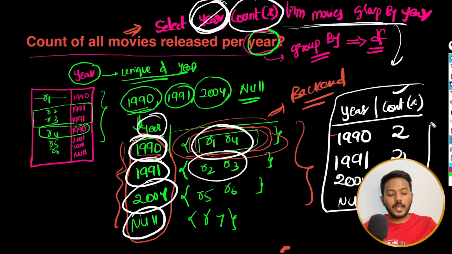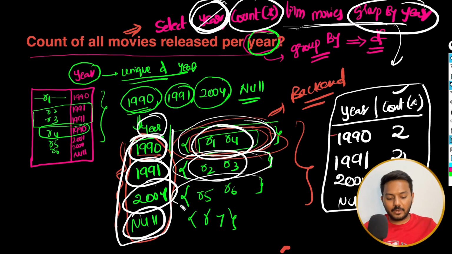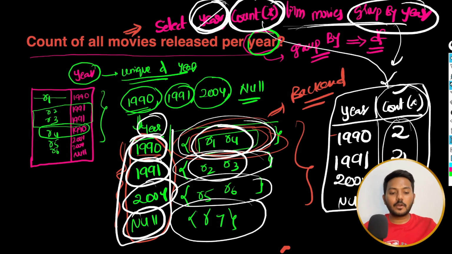So when you do a group by of year, it will check for all the unique values of that particular column, then it will find all the relevant records for those values, and it will do any kind of aggregate operation on top of it. Here in this case we have done a count star. That is why we were able to count how many records are present for the particular year. So that is how group by works. Hopefully you understood the essence of it.